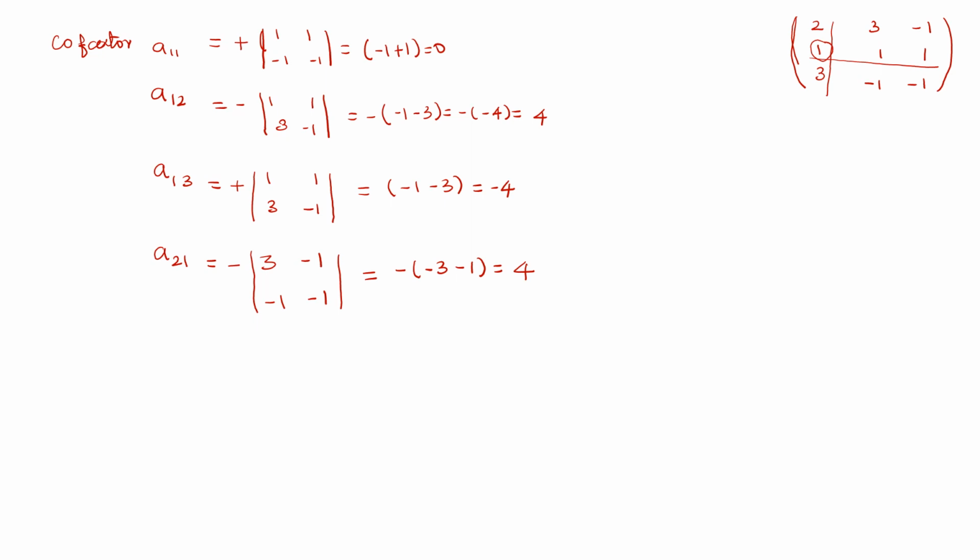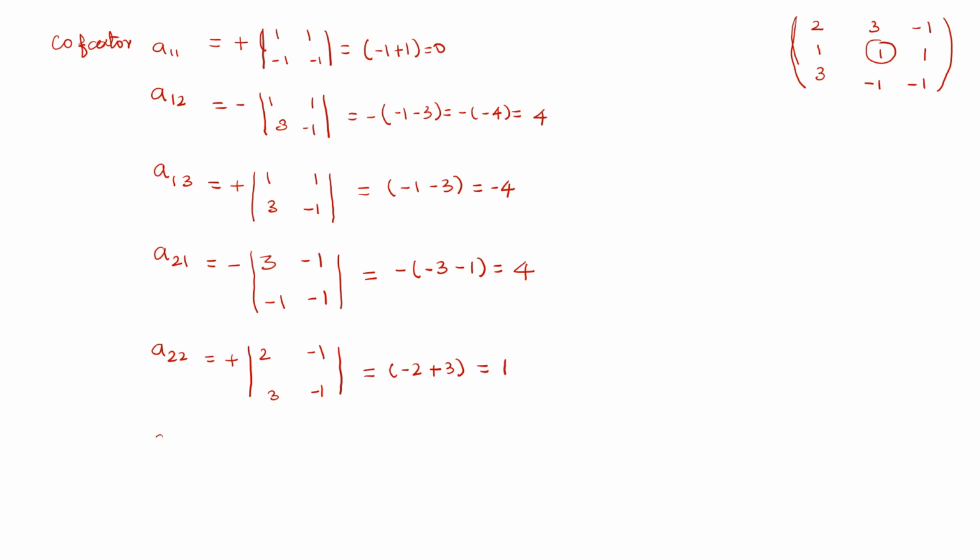So similarly, we can find the cofactor of A22. So the cofactor of A22 is positive of the minor matrix of 1. So that time you remove the second row and the second column. So therefore we can get 2, negative 1 and 3, negative 1. So you can get negative 2, positive 3. So you can get 1.